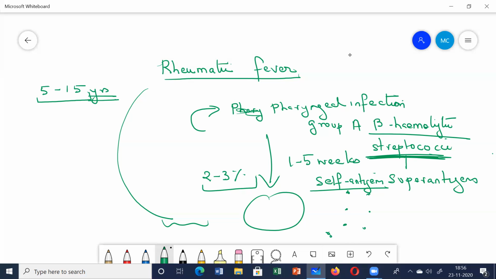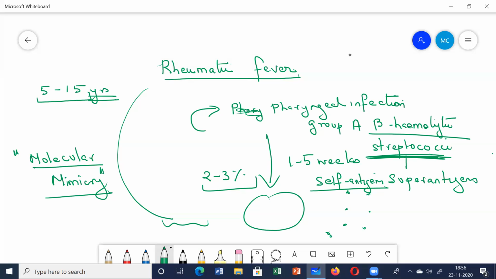This is important, this is due to a phenomenon which is called, this you should remember, molecular mimicry. What do you understand by molecular mimicry? Molecular mimicry means, I'll just tell you with an example. The antigens of this streptococcus bear a close resemblance with our self antigens.